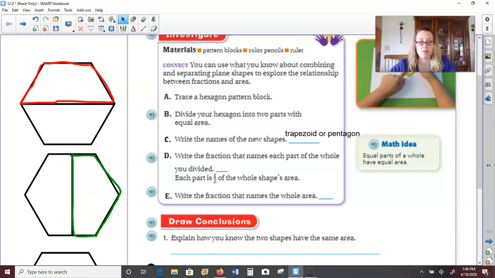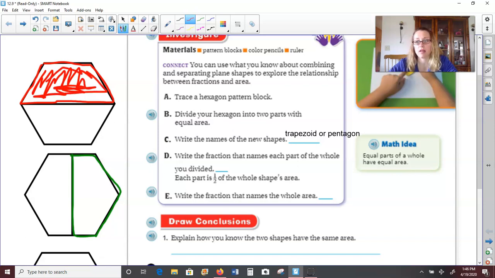Letter D wants us to write the fraction that names each part of the whole that we divided. So each part of our shape would represent what fraction of the whole thing. So I'm just going to scribble in this part of my hexagon. When I split my hexagon into two trapezoids, each part is representing one out of two total parts, or we would read that fraction as 1/2. Same thing if we made two pentagons within our hexagon, we would still have each part representing 1/2, one out of two total parts.